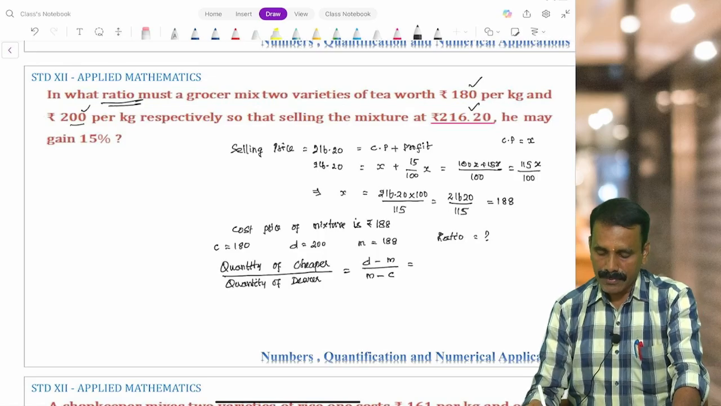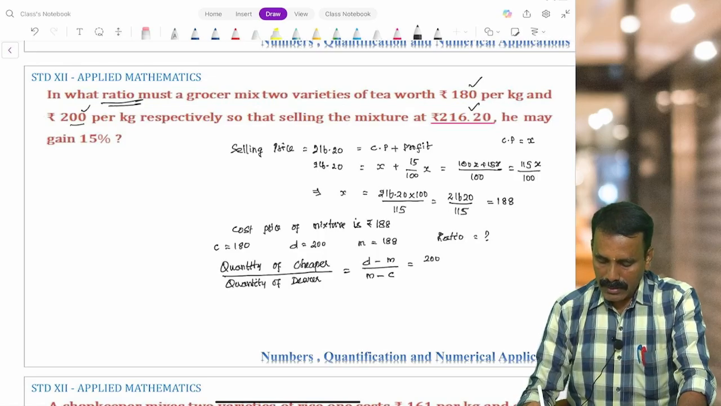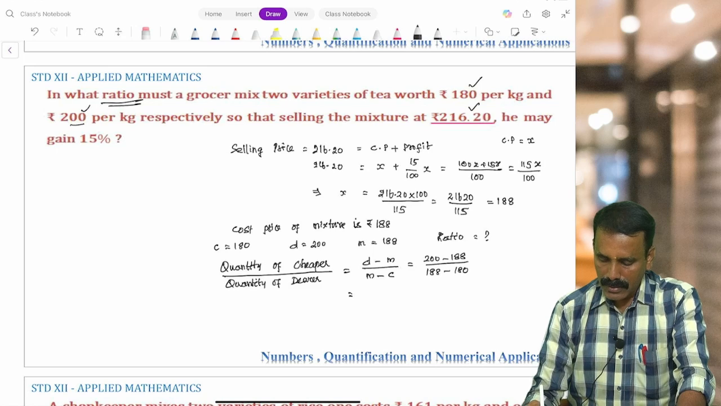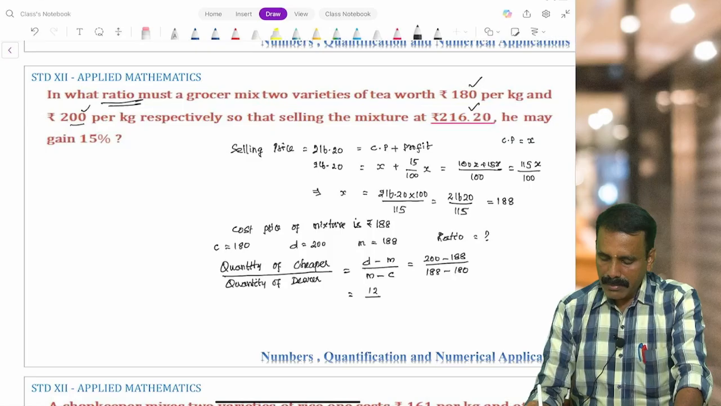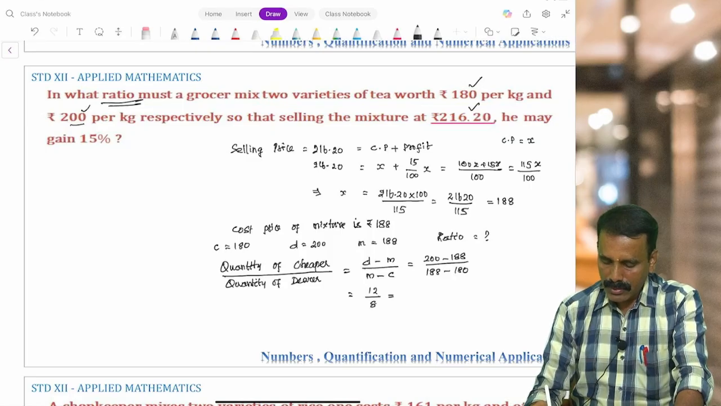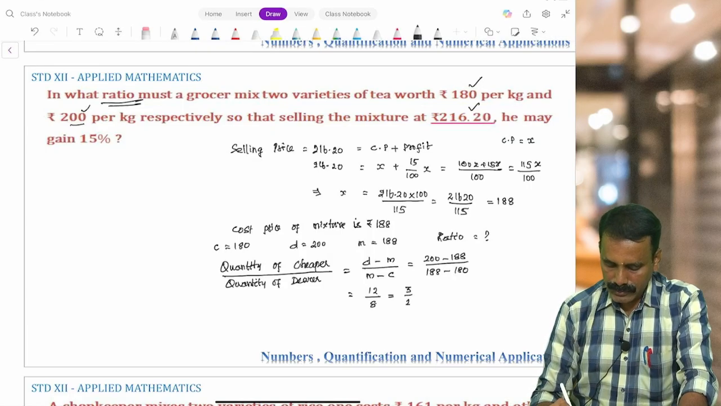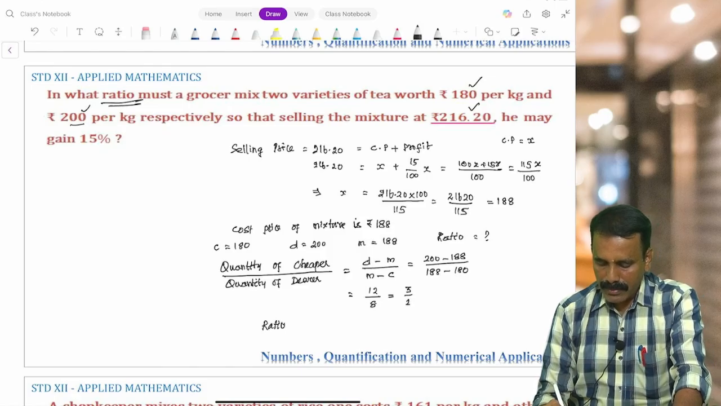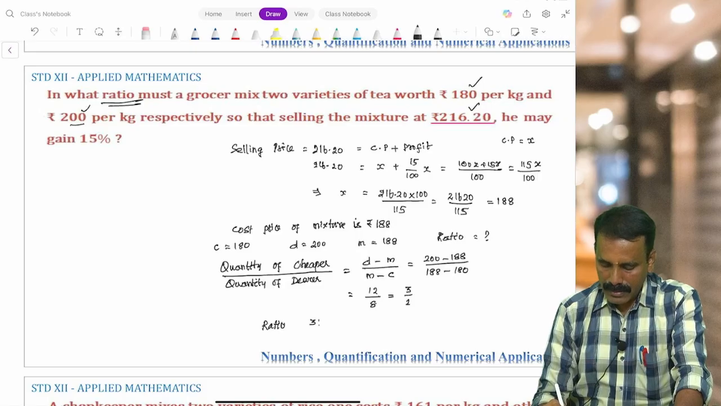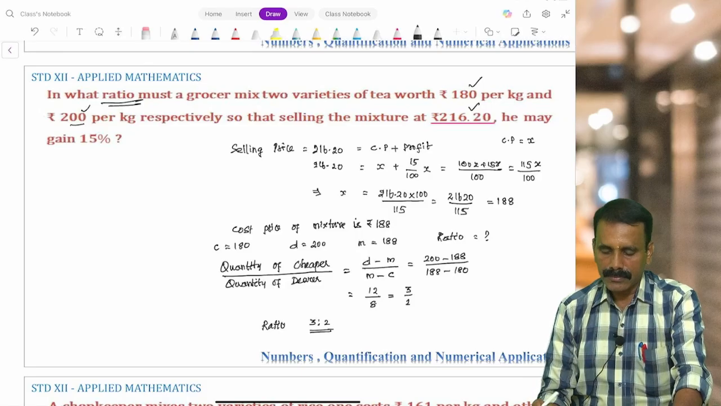So we substitute the values. It is 200 minus 188 divided by 188 minus 180, which is equal to 200 minus 188 is 12, and 188 minus 180 is 2. So it is going to be 3 by 2. So the ratio of the cheaper and dearer is going to be 3:2. So this is the answer.